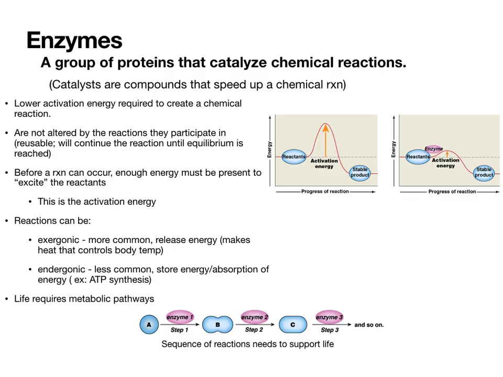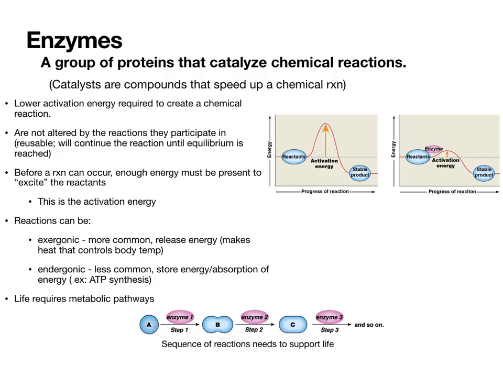This is where that excitation, enzyme reaction, those voltage gated channel, the sodium potassium pump, this is where all these come into play to create that imbalance in energy to get those enzymes excited and get them reacting. So this is the activation energy. The reactants can be exergonic, which are more common, and they release energy, which makes heat that controls our body temperature. Or we can have endergonic, which are less common. These guys store energy, have absorption of energy.